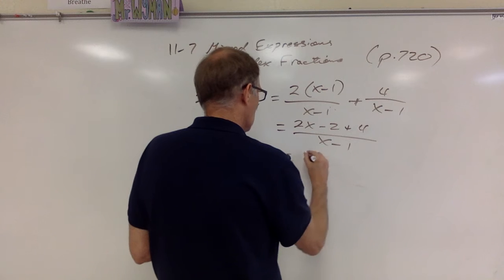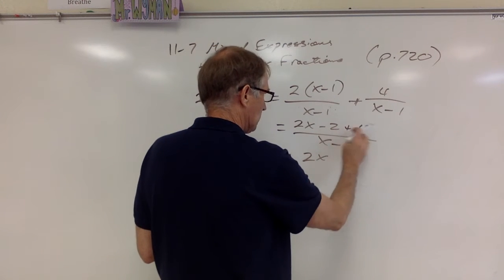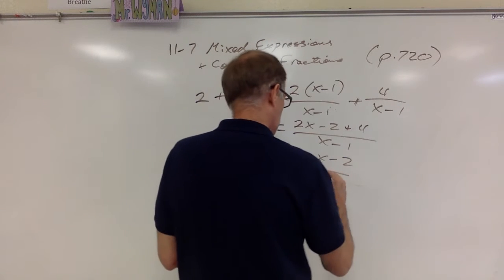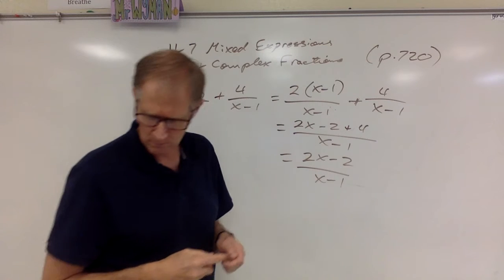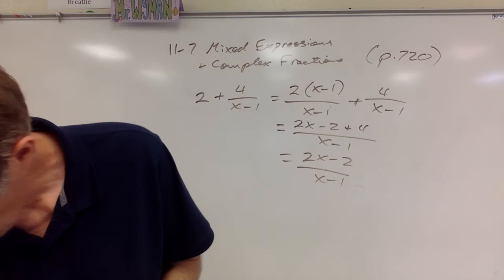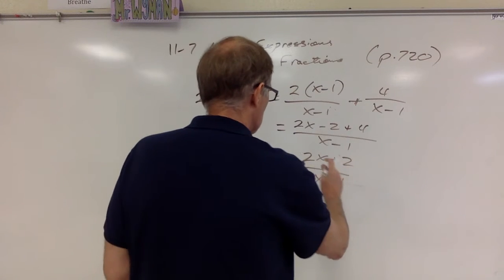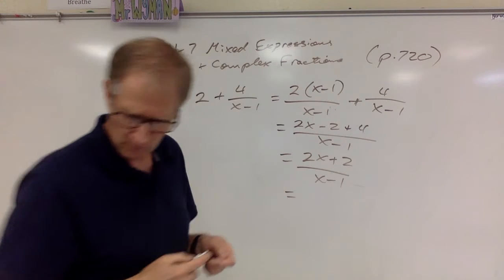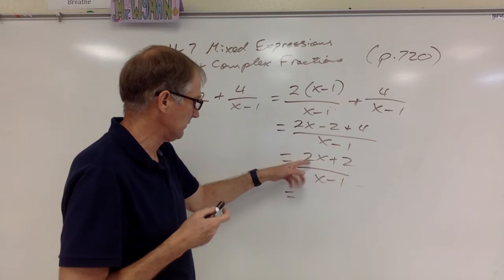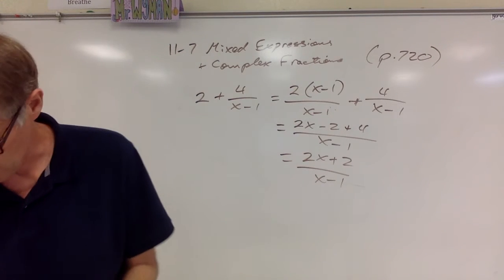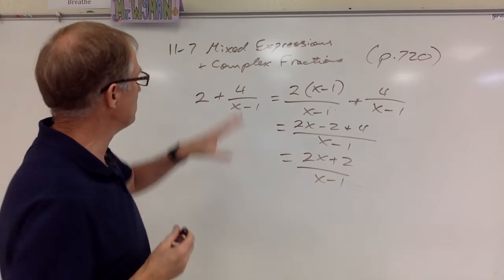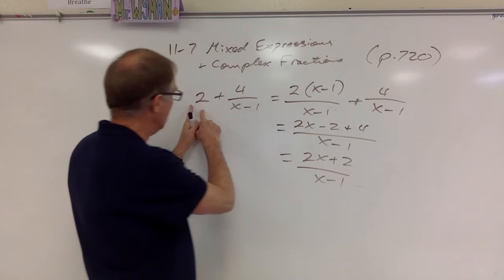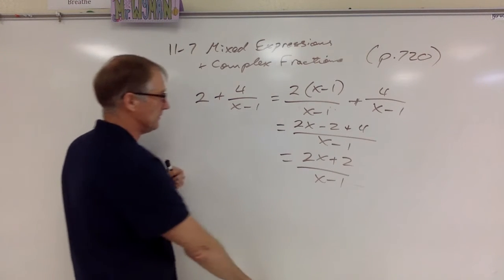And so 2x minus 2 plus 4, minus 2 plus 4 is what? Oh, that's plus 2. Excuse me. Minus 2 plus 4 is plus 2, all over x minus 1. And there's really not anything I can do with that. I could factor a 2 out there, but it's not going to help me. So that one's actually just done. That's simplifying a mixed expression, because that needs a common denominator to be able to simplify it. That's that one.